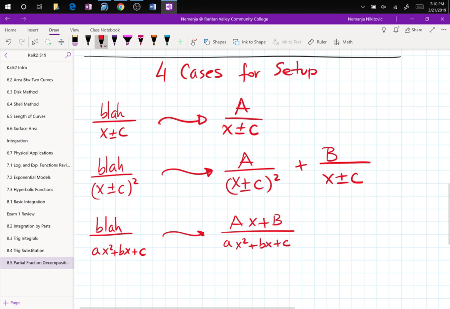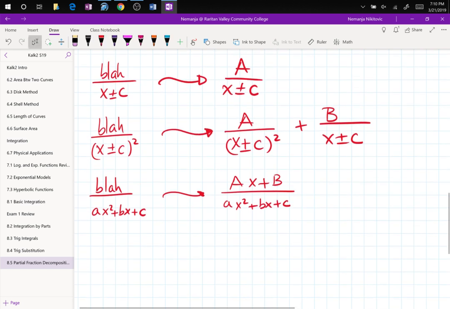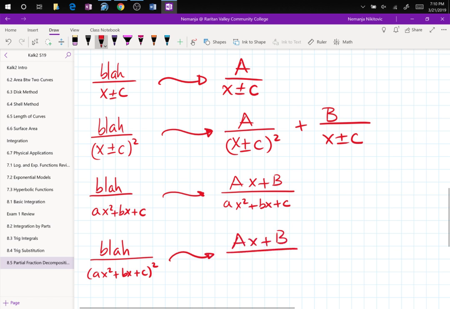And finally, the last one, the four cases, is the repeated quadratic, which is prime, and that one is going to have ax plus b divided by (ax squared plus bx plus c) everything squared, plus cx plus d divided by ax squared plus bx plus c. So these are the 4 cases for setup.